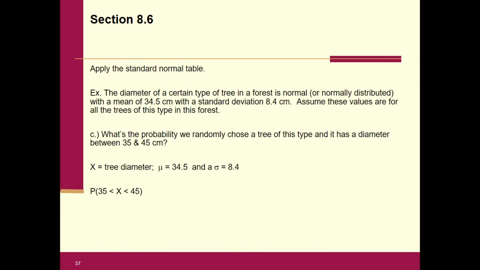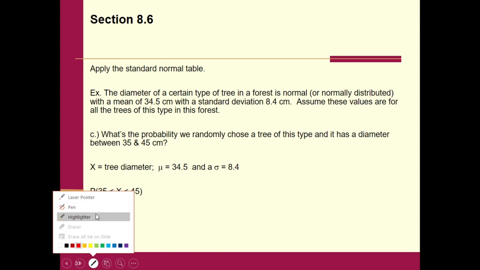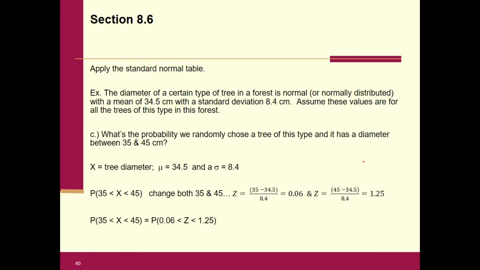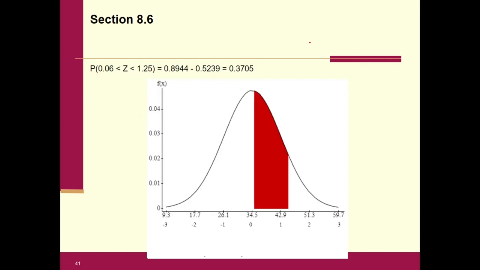What would happen on this one right here? What's the probability that a tree has a diameter between 35 and 45 centimeters? Notice I wrote it out mathematically. We're going to have to change both the 35 and the 45 into z-scores. I've gone ahead and done that. The 35 changed into 0.06, and the 45 changed into 1.25. And we can look that one up. I'll let you look that one up on your own, but I think if you did the math there, I came up with 0.3705.